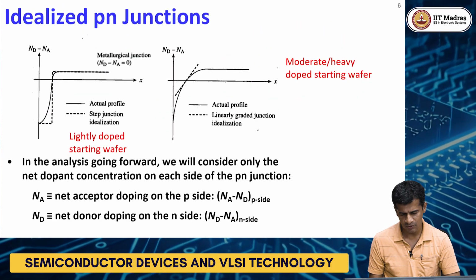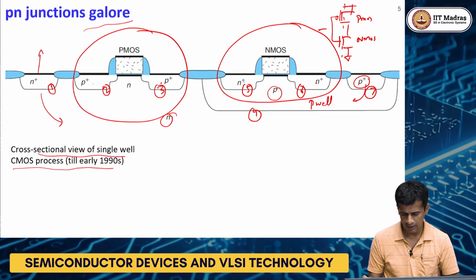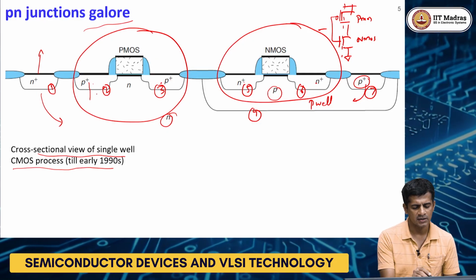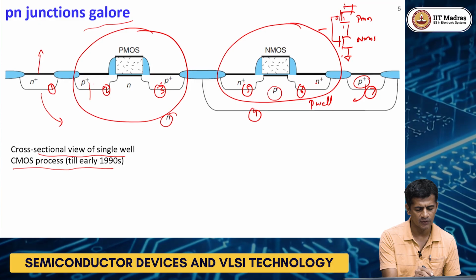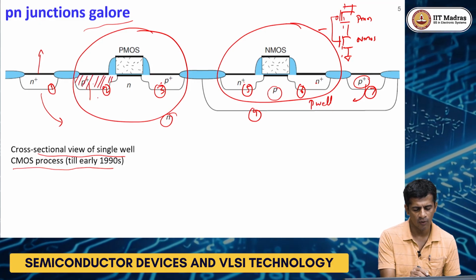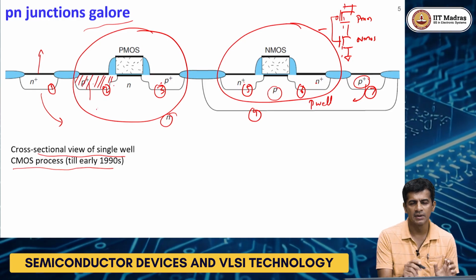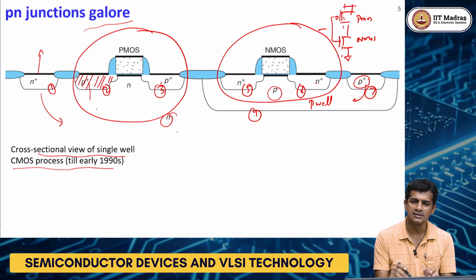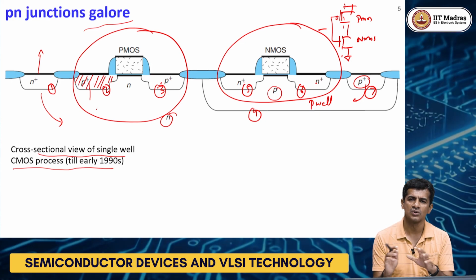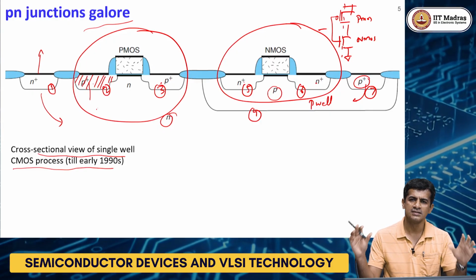Now, let us look at real PN junctions. Across the junction, for example, the entire P plus region has one doping and the N region has another doping. It is not like the entire P plus is uniformly doped and the N regions are uniformly doped. That is very difficult to realize, and it requires more effort to realize uniformly doped regions everywhere.